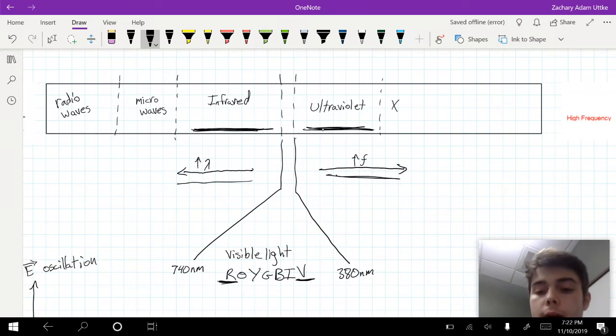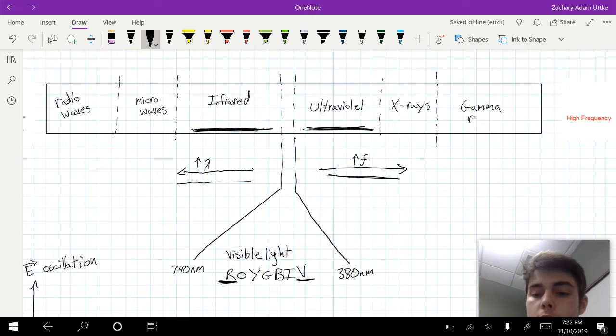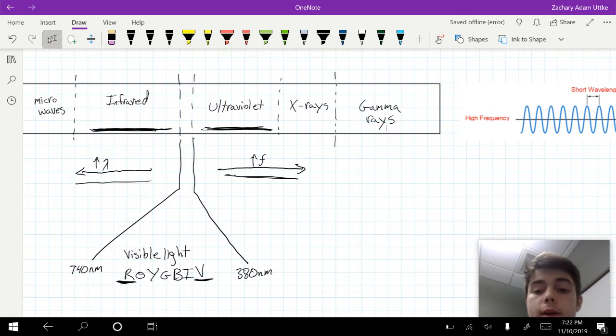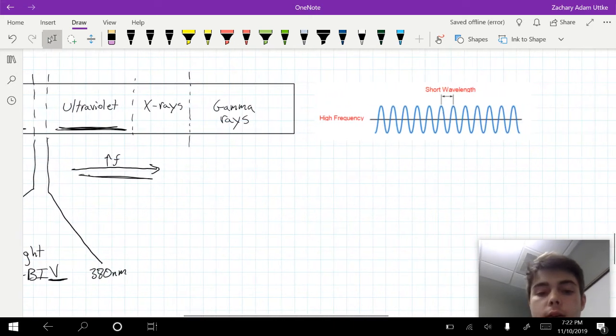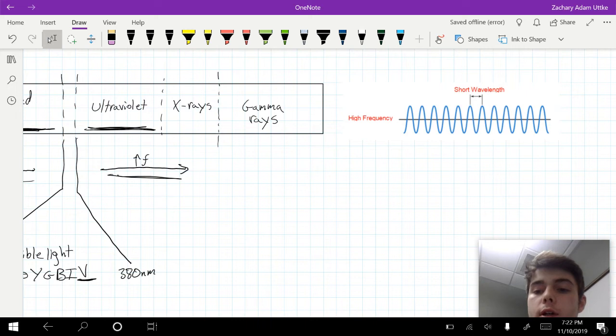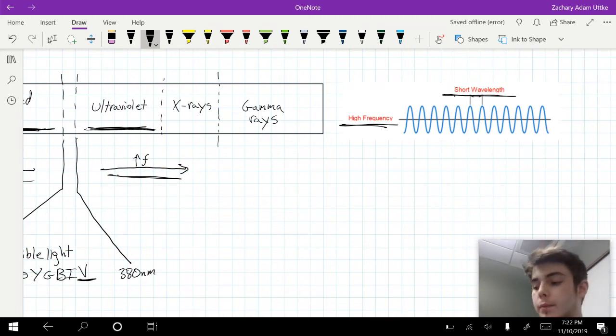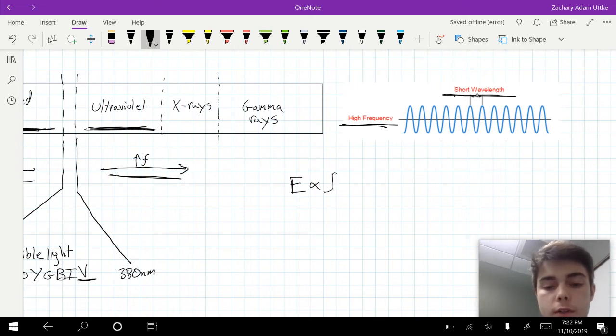After that, we have X-rays, right? Very useful for medicine. Next, we even have gamma rays, very, very high frequency. There's another medical application called the gamma knife. Towards the end where gamma rays are, we have very short wavelength, high frequency.